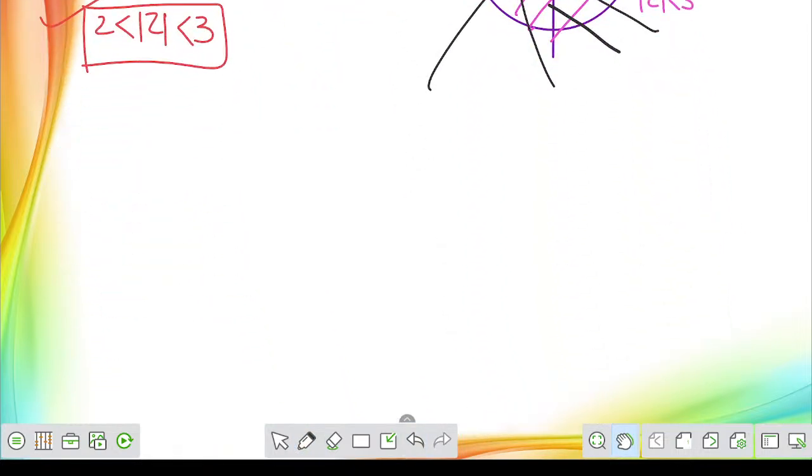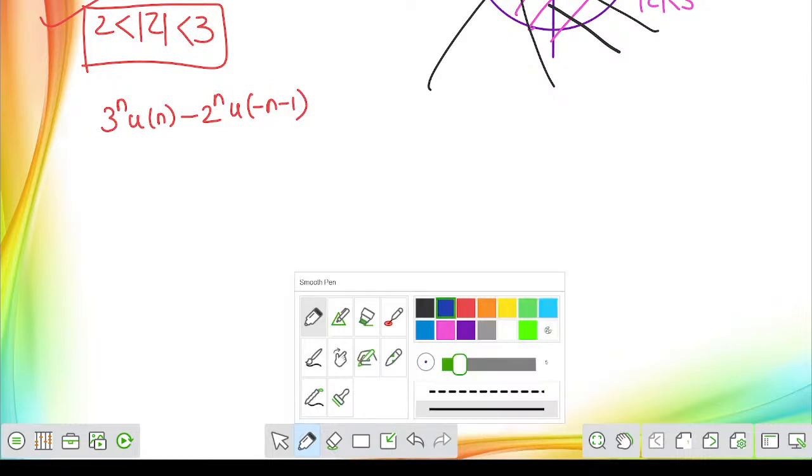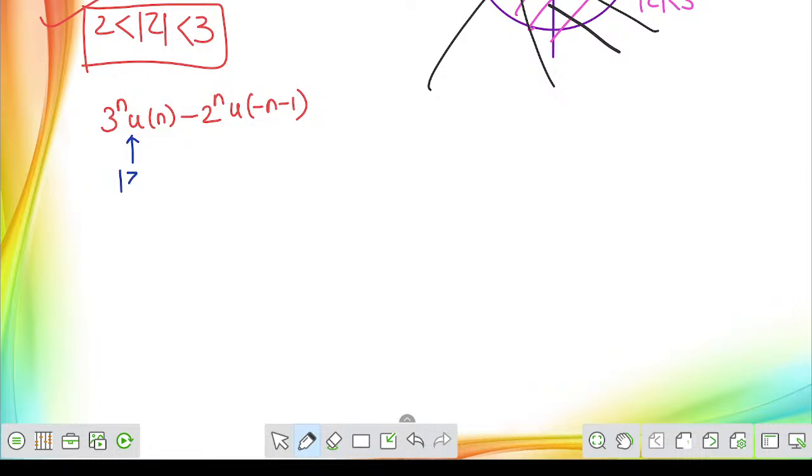Now, for the same question, suppose they have given 3 power n into u of n, and minus 2 power n into u of minus n minus 1. Then what will be the ROC, sir? Here is the problem. Let's see. This can be written as mod z should be greater than 3, that is the region of convergence. For the second one, mod z should be less than 2, because this is a left-sided sequence.